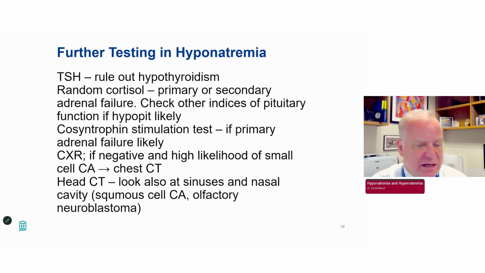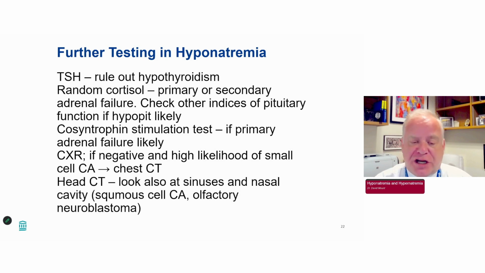So further testing: TSH is helpful to rule out hypothyroidism. You need a random cortisol to look for primary or secondary adrenal failure. You may need to check other indices of pituitary function if hypopituitarism is likely. Endogenous circulating glucocorticoids suppress vasopressin. So if there are no glucocorticoids around, you get basically a SIADH picture in secondary hypopituitarism, secondary adrenal failure, and so on and so forth.